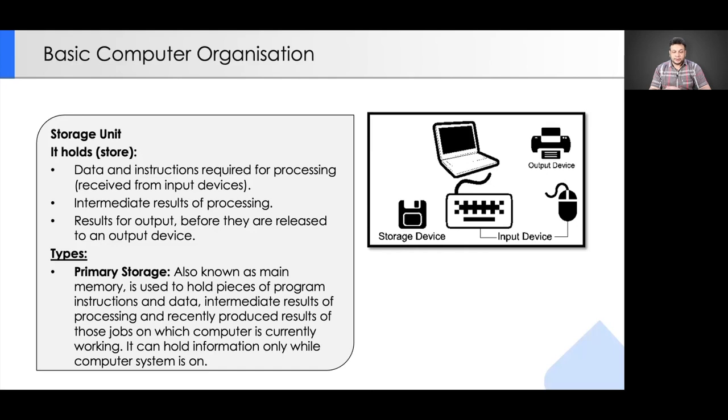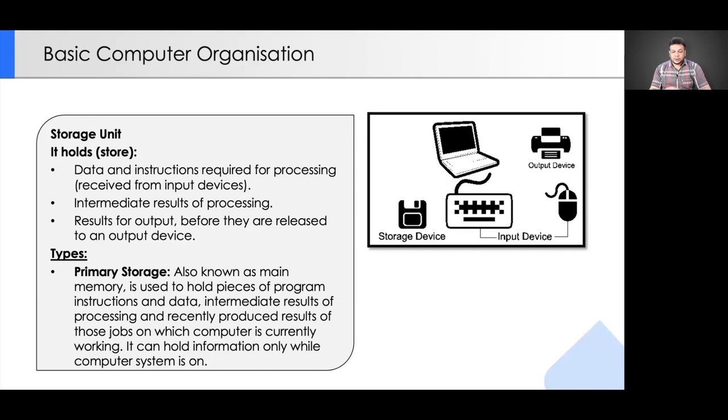Over there it will use some part of primary storage and some part of secondary storage. The storage unit is classified into two forms: one is primary and the second is secondary storage. The primary storage is also known as the main memory, or RAM. It is required to hold a piece of program instructions as well as various data, intermediate results of processing, and the recently produced results of the jobs on which the computer is currently working.